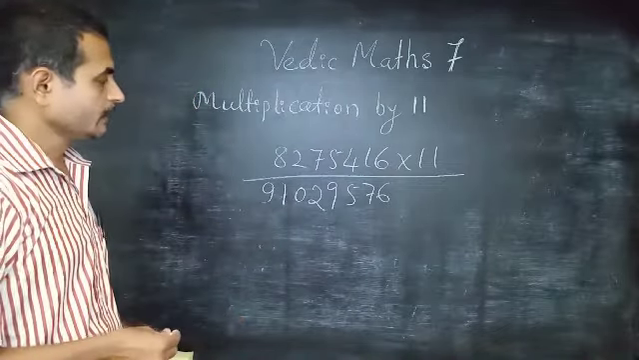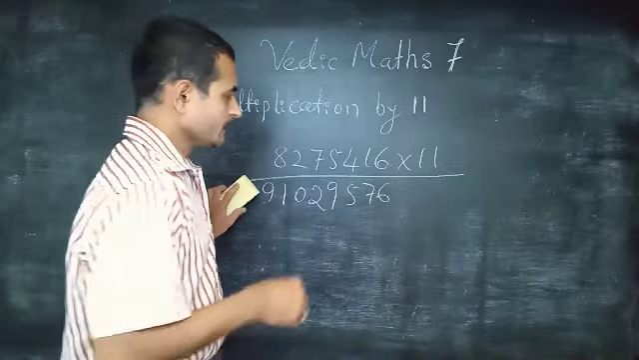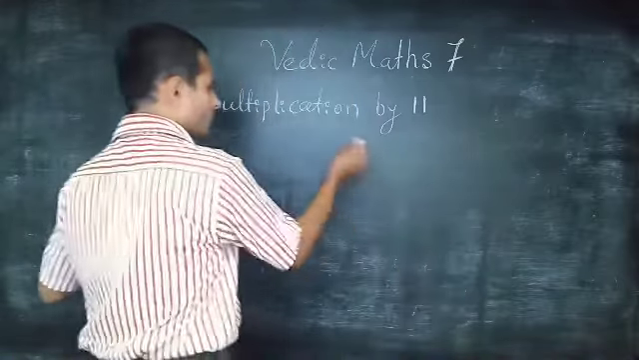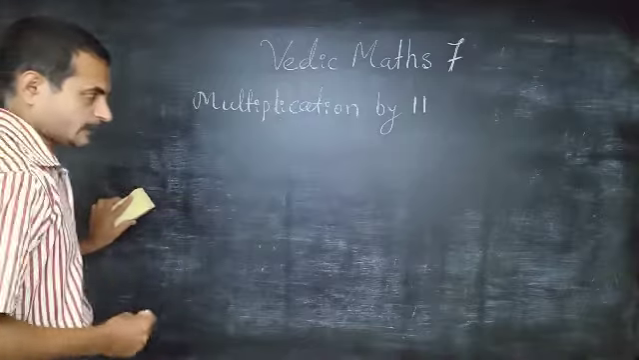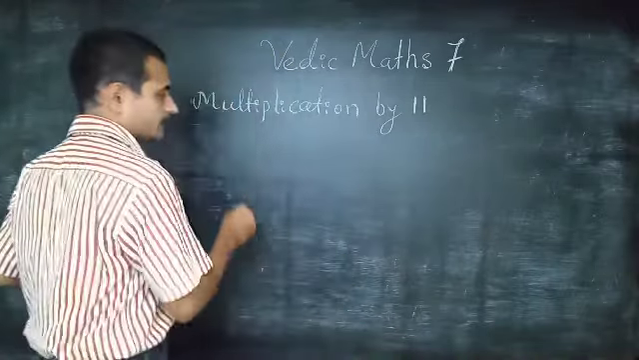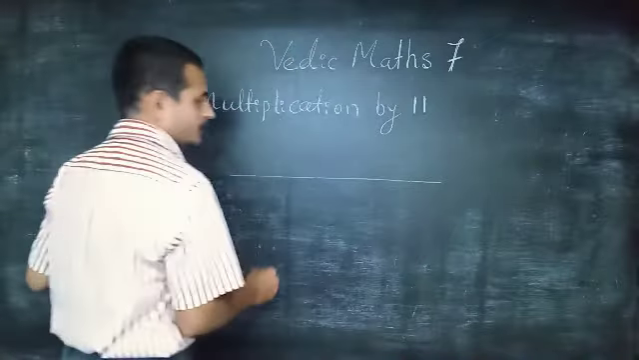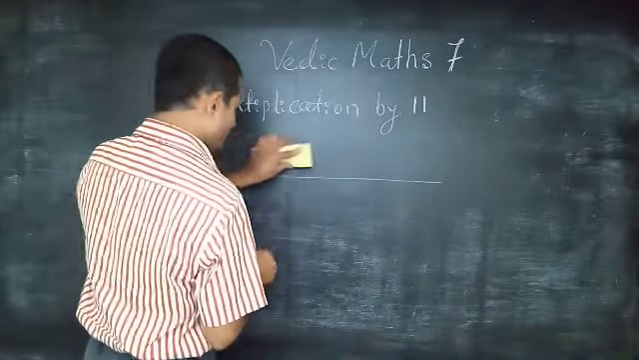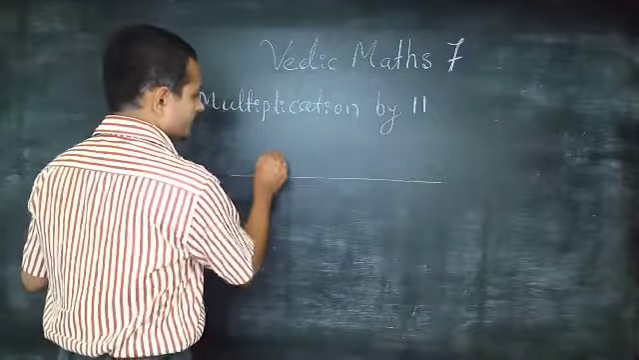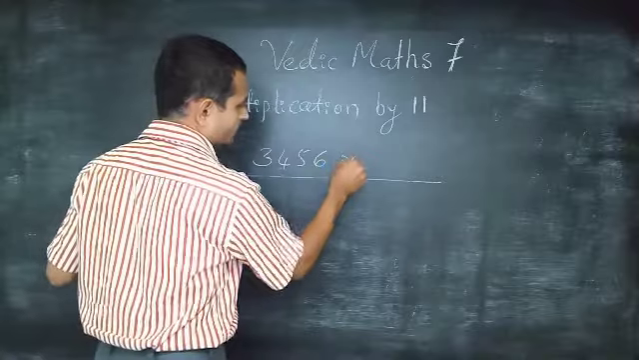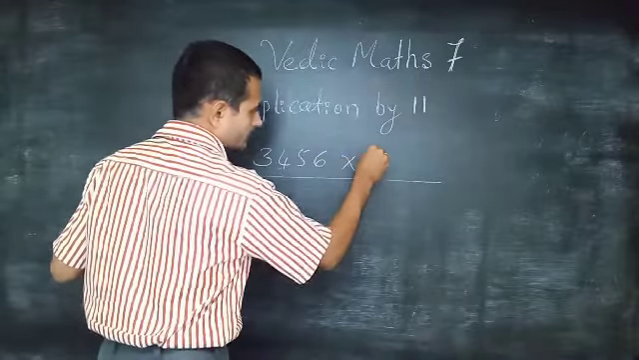See, if you do it at this speed, then your eyesight is practiced to move continuously, and then we can move to further problems. For example, 23456 into 12.